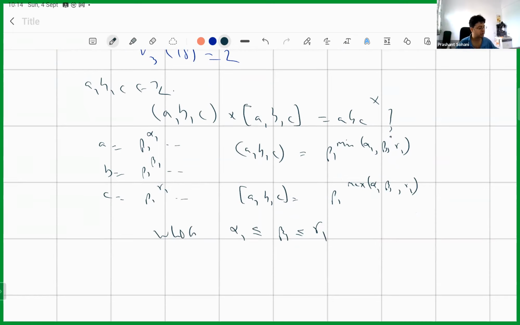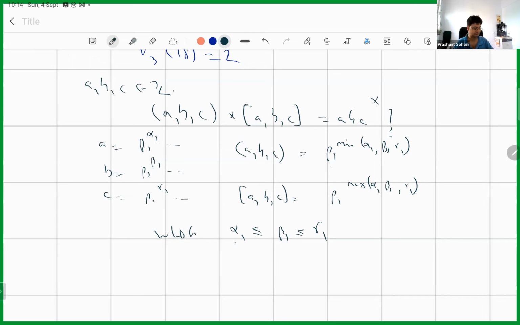But the problem is, for the first prime P1, it could be that alpha 1 is smaller than gamma 1, but for P2 the reverse could happen. So if you just multiply A and C directly, it will not match up for all the prime numbers. You see the problem? For every prime, the order of alpha, beta, gamma can be different, so which is the minimum and which is the maximum can keep changing.